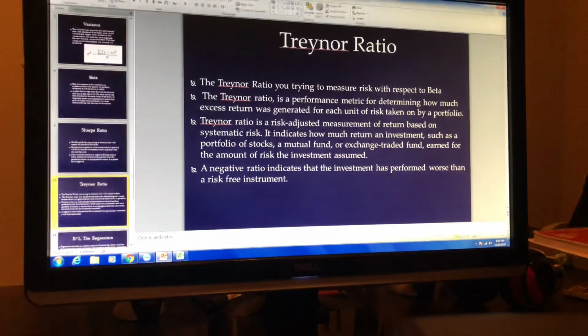The Treynor ratio, you're trying to measure risk with respect to beta. It is a performance metric for determining how much excess return was generated from each unit of risk taken on by a portfolio. It is a risk-adjusted measurement of return based on the systematic risk. It indicates how much return on investments, such as a portfolio of stock, a mutual fund, or exchange traded fund, earned for the amount of risk of the investment assumed. A negative ratio indicates that the investment has performed worse than the risk-free instrument.